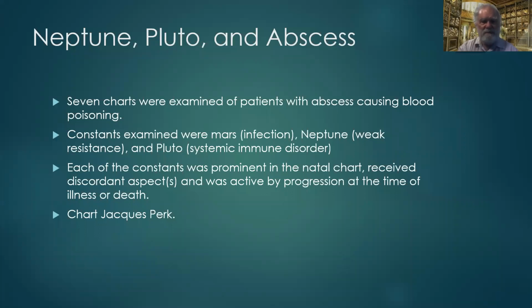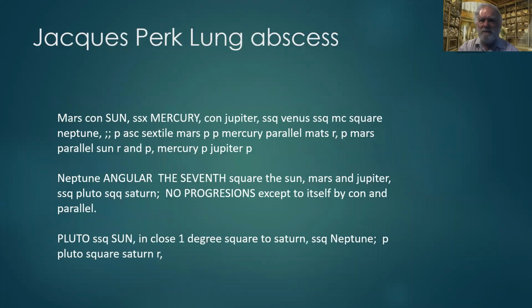This is the chart here. Okay, I have his chart, but let me just go through the thing. He has a lung abscess, he got pneumonia, and then the pneumonia formed an abscess in the lung, and then that poisoned his body. I don't remember whether he survived or not. As we would expect, Mars is prominent. It's conjunct the Sun, and that gives prominence right there all by itself.